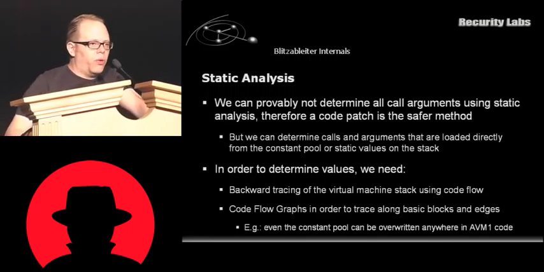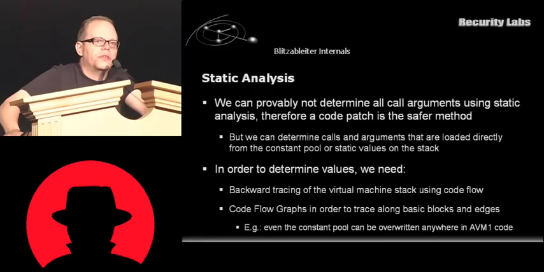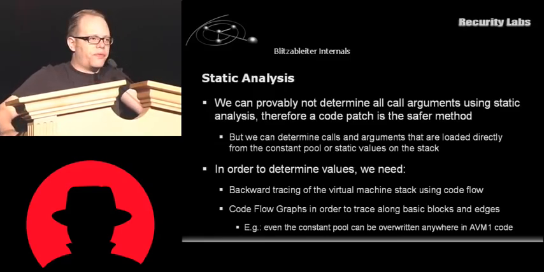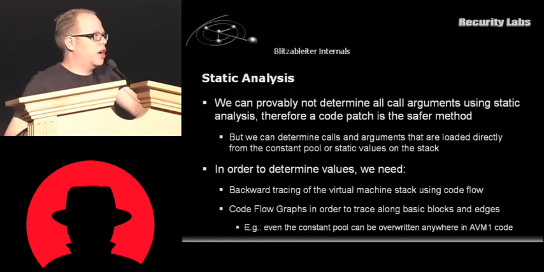The problem is we always need code flow graphs, even if it's a load from the constant pool, because brilliantly enough, the define constant pool is also an instruction. So within the instruction stream, you can totally overwrite your constant pool. And so we actually have to know what the code flow is in order to figure out which constant pool is currently used.